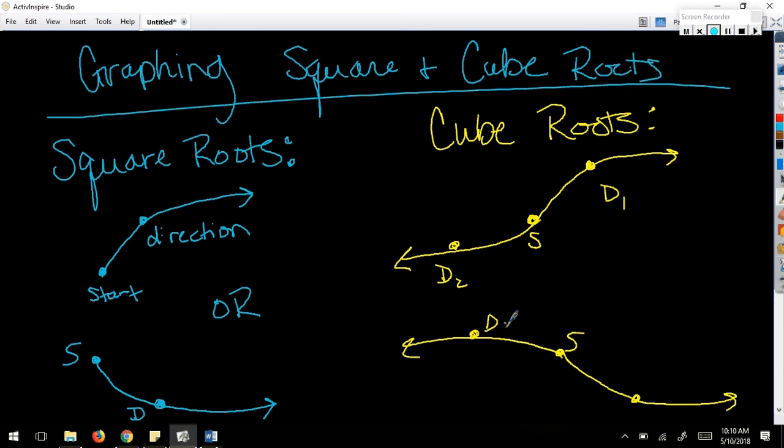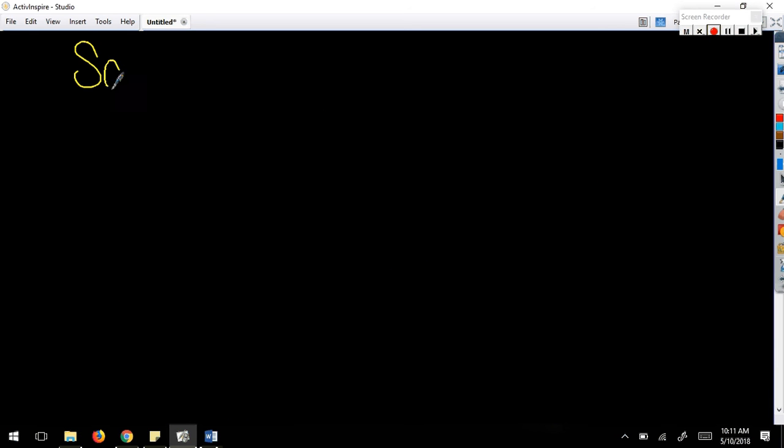So these are start and these are direction here. Direction means direction point. We're going to get to that and I'm going to tell you what it means. But right now I just want you to see what the graphs are going to look like. All right, let me give you a second to start with square roots and then we'll do cube roots.